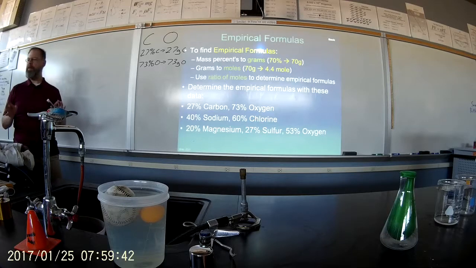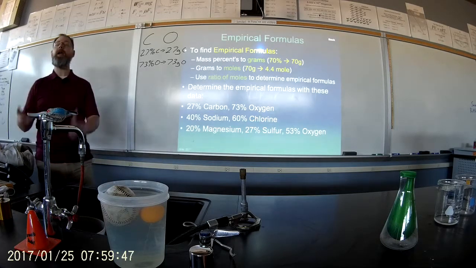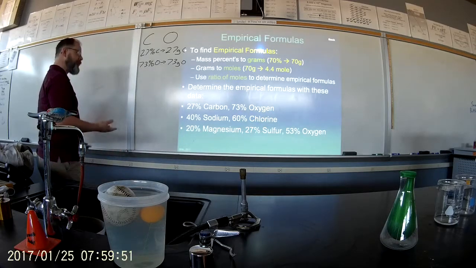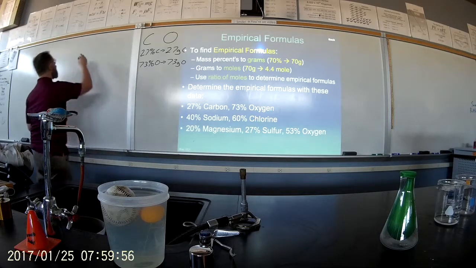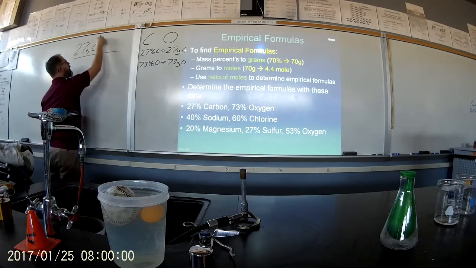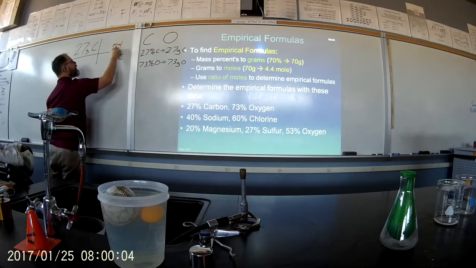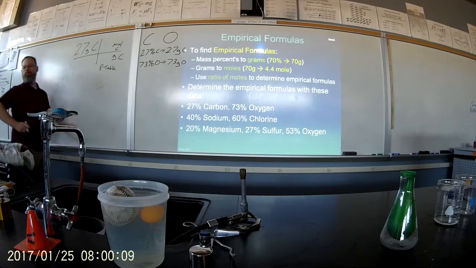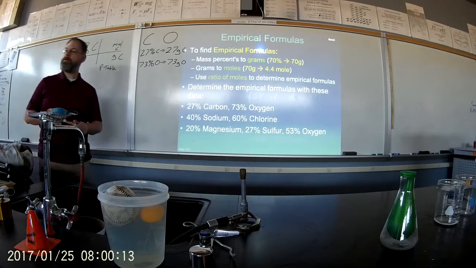Does that first step make sense? Yeah. Okay. Next, we're going to take those grams and we're going to convert them into moles using the T-chart. So, our 27 grams of carbon, we're going to convert that from grams of carbon to moles of carbon using the periodic table. So, you will need a periodic table and you will need a calculator.